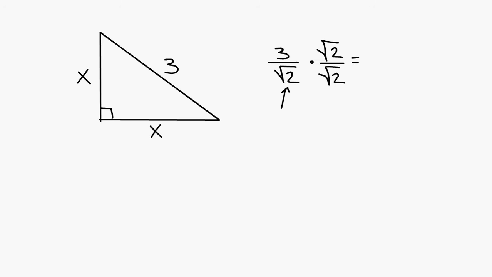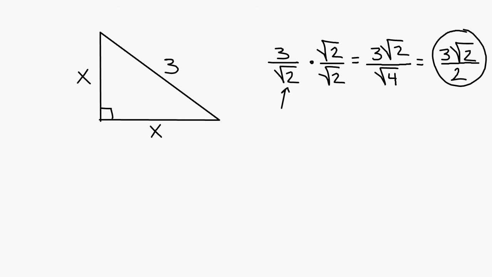Here's what happens. In the numerator, you get 3 times the square root of 2. And in the denominator, you get the square root of 2 times the square root of 2, which is the square root of 4. This simplifies to 3 times the square root of 2 over, what's the square root of 4? 2. So this is the length of one of the legs. Now, that's it in simplest radical form. If you would have taken 3 and divided it by the square root of 2 to begin with, do it in your calculator.